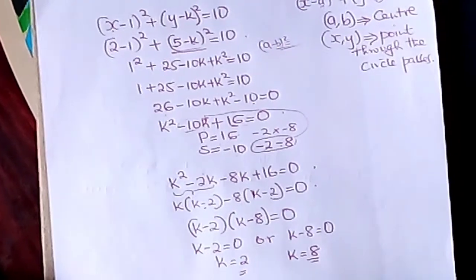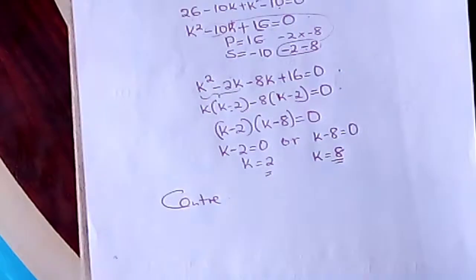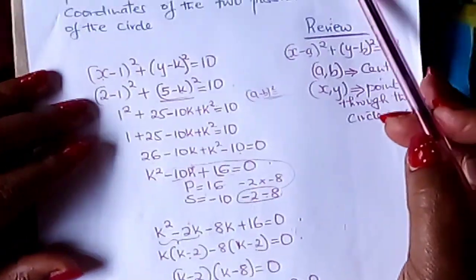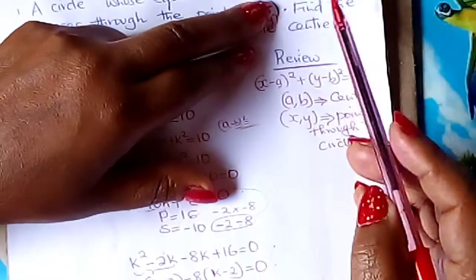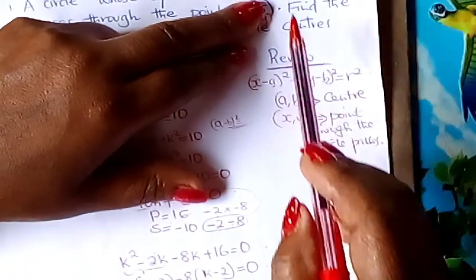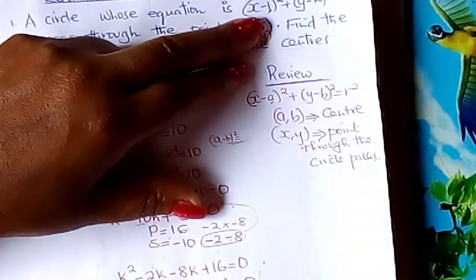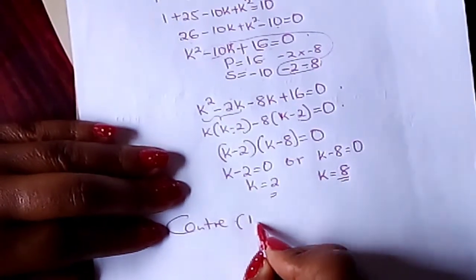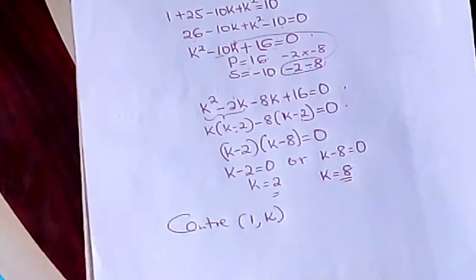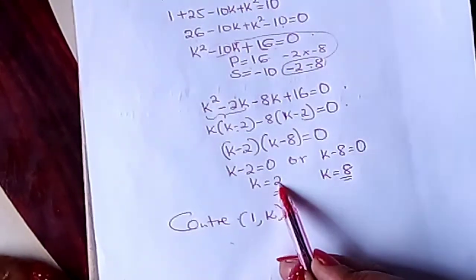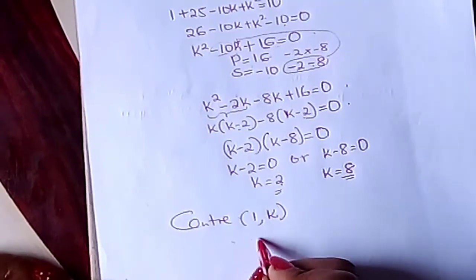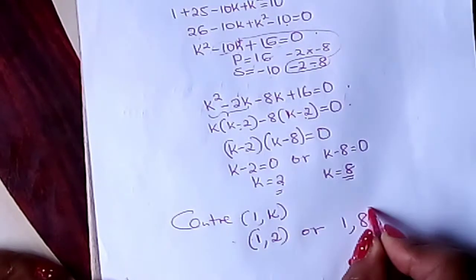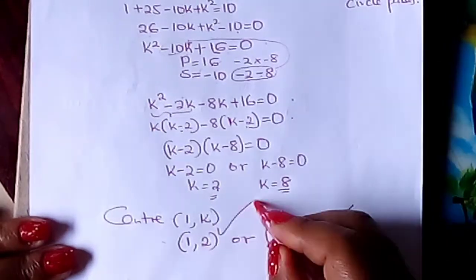So you are told to find the center, learner. What is the center? The two possible centers of our circle are what? Look at this, learner. Our a is this one. We said that the coordinates of the center are (a, b), and therefore our a here is 1 and our b is k. So our center was 1 at the beginning, followed by k, which is our b. And so now that we have our k, the two possible centers therefore are (1, 2) or (1, 8). These are the two possible centers of our circle.